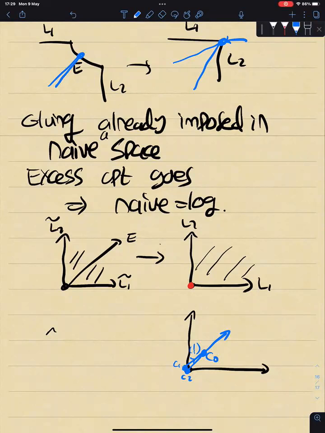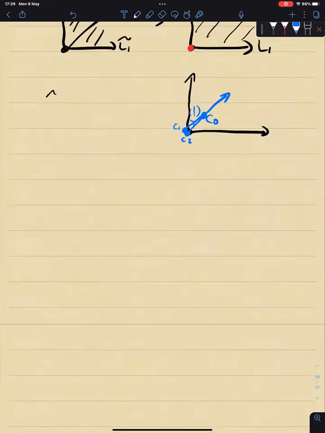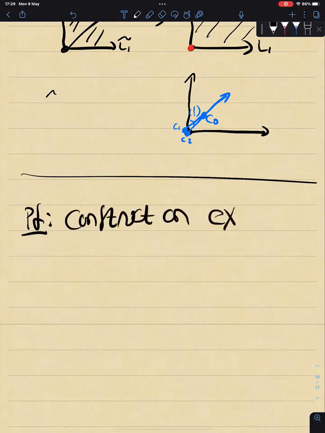Okay, I'm more or less out of time, but that's okay because I'm on the last page as well. So maybe I'll just say a tiny bit about the proof. The proof is basically you construct a suitable expansion of your target.